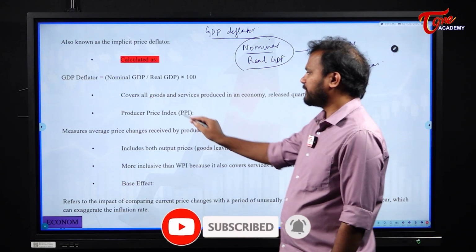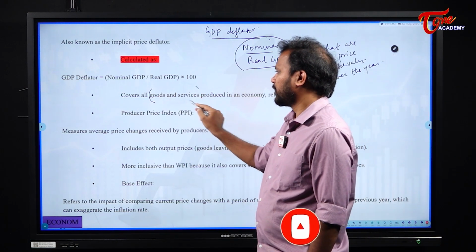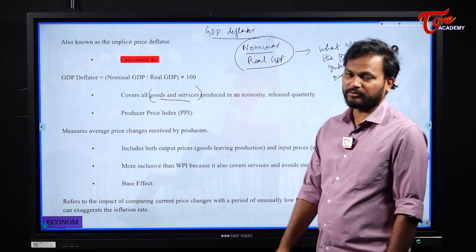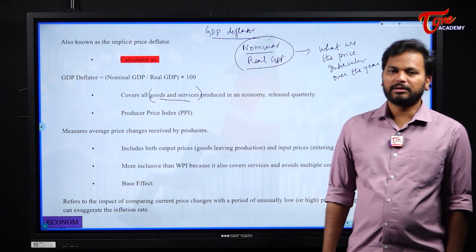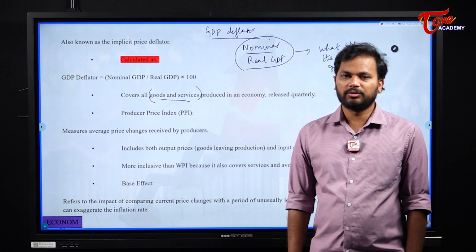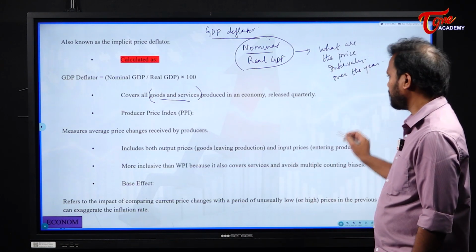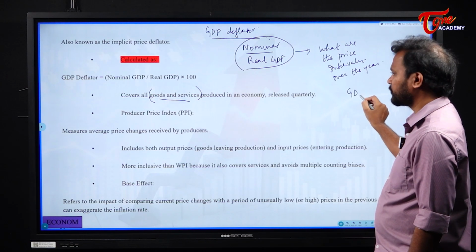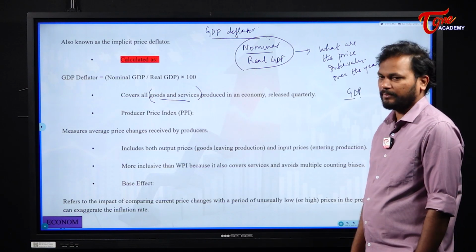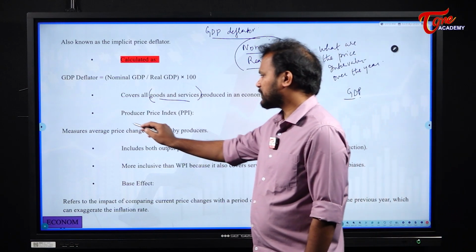Next. So, within the GDP deflator, the goods and services are included. I have told you, in the case of WPI, only goods are included, the services are not included. Whereas in the case of CPI and in the case of the GDP deflator, both goods and services are included. Next, the producer price index.